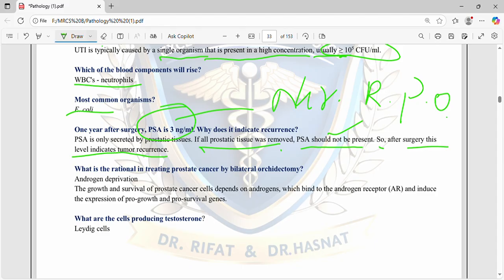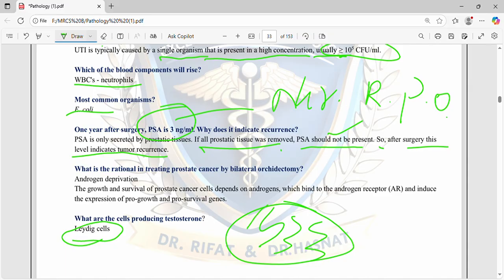What are the cells producing testosterone? Okay, so testosterone is produced by the interstitial cells of Leydig. So let's suppose these are the testes, these are seminiferous tubules in which we have the germ cells. In this interstitial space we have the Leydig cells. These Leydig cells will produce testosterone. Inside there are germ cells, like spermatozoa. Along with this, there are other cells called Sertoli cells. They nourish the germ cells.